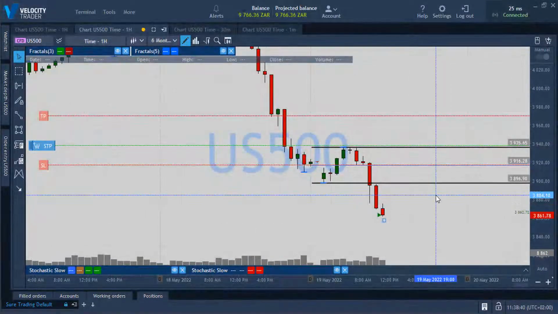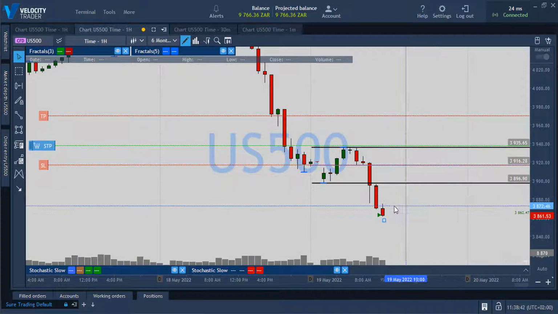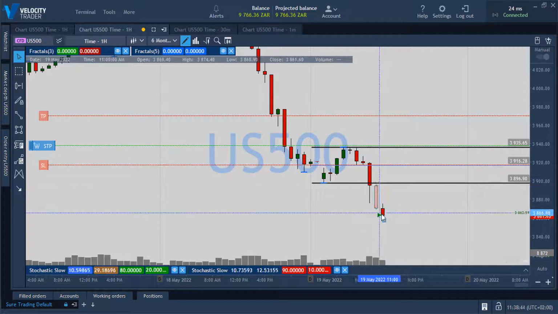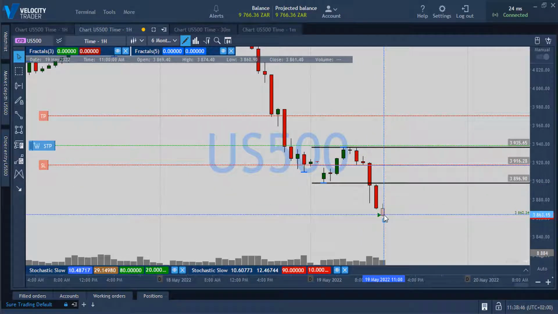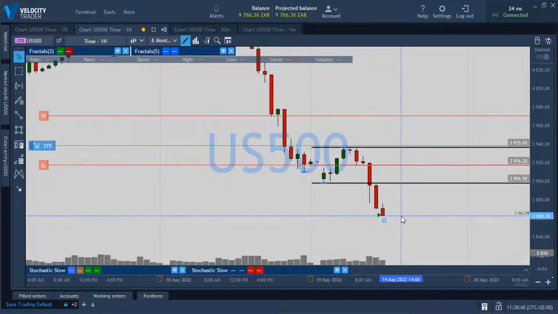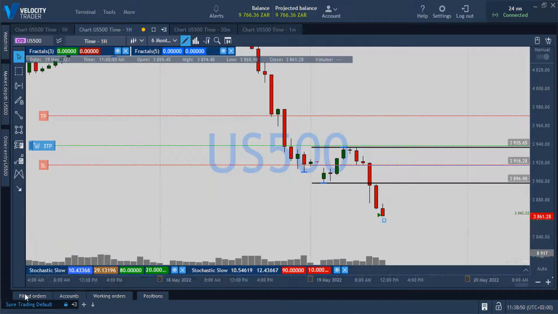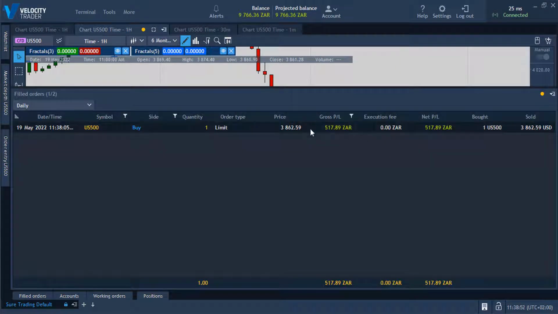Okay, it's 11:38 a.m. and happy to report that I've just taken profit on this trade. A few seconds ago, took 517 rand and 89 cents.